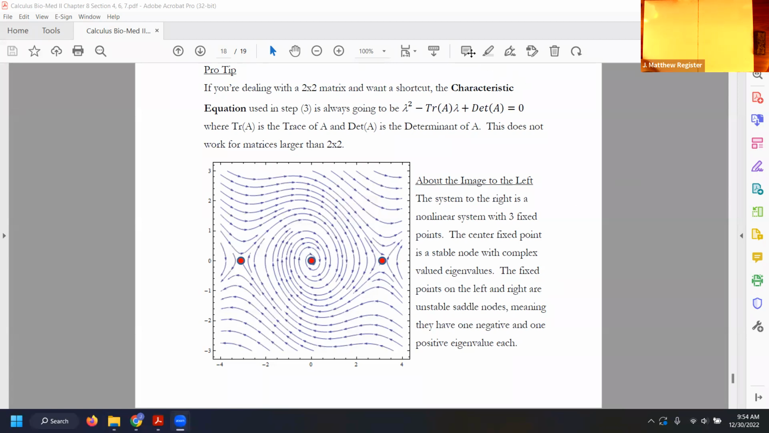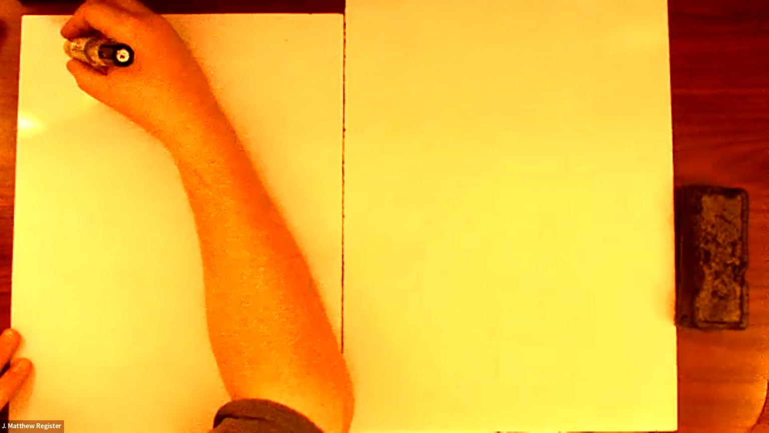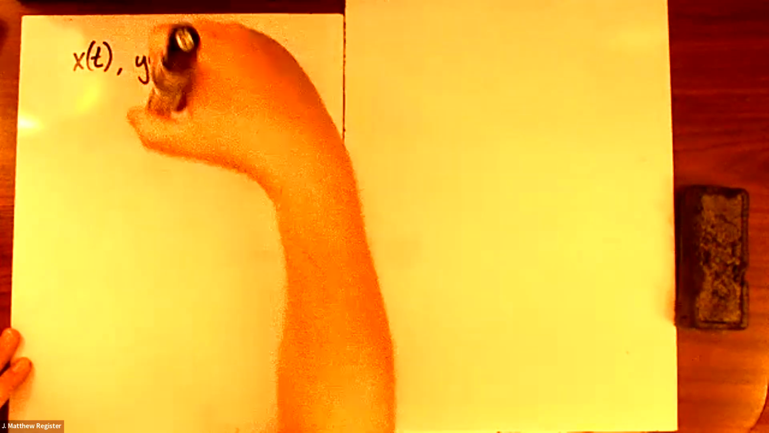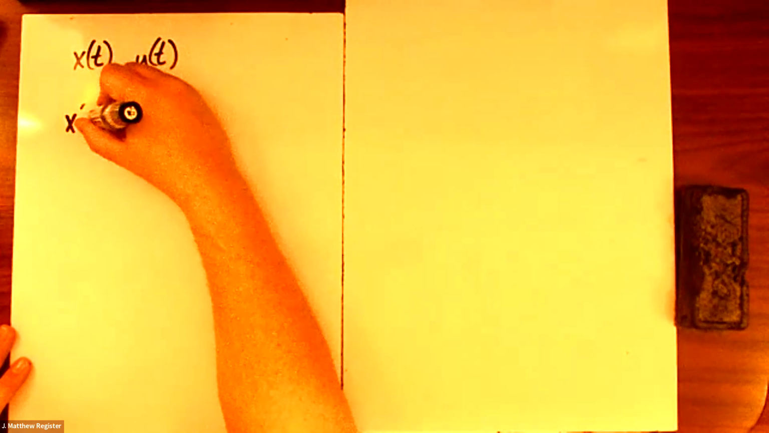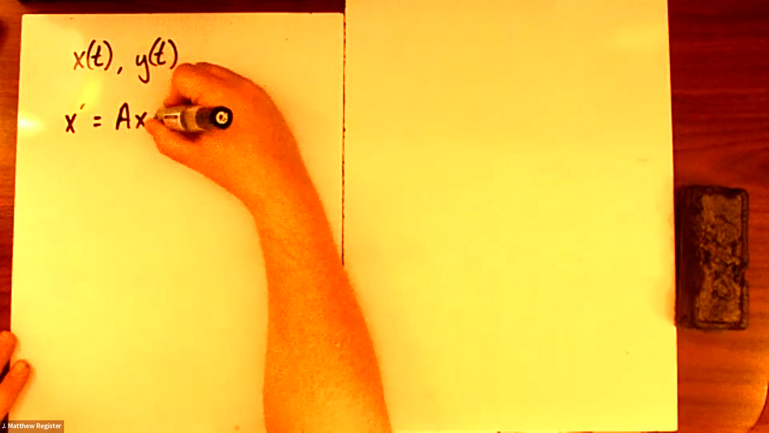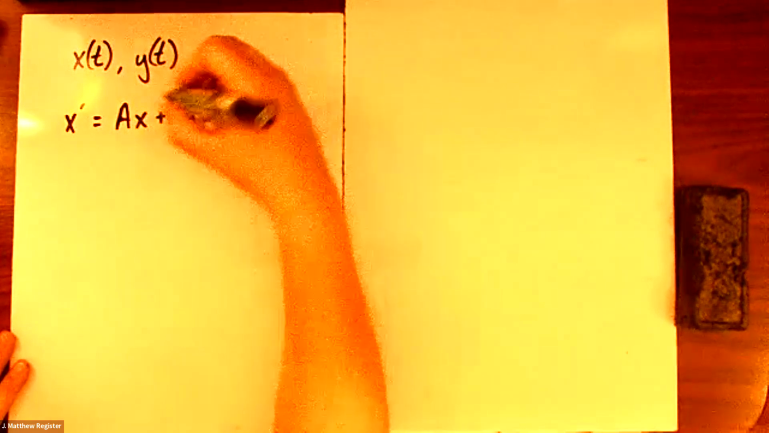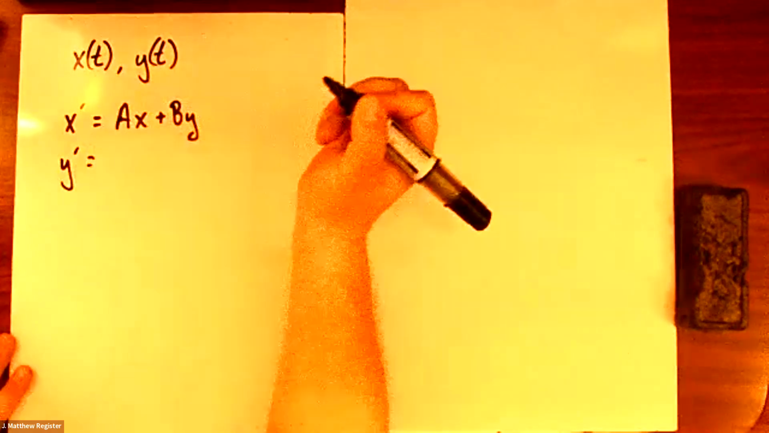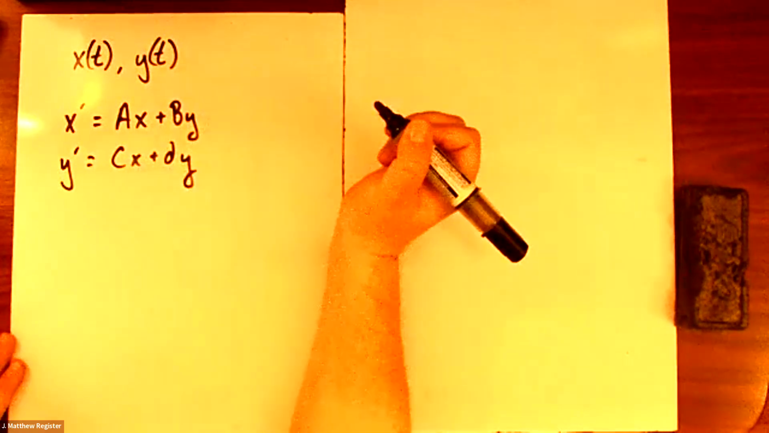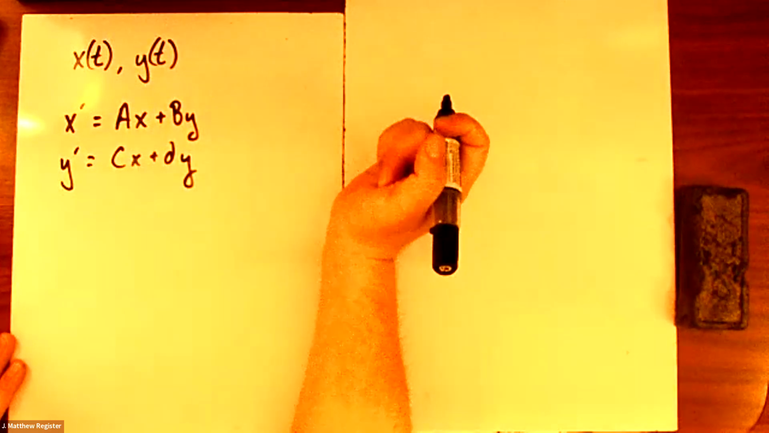What this is really representing, though, is an equation like this. And so let's say that we have two variables, x and y. So x of t and y of t. Well, if we were to do x prime of t, and we knew that x prime was equal to some combination of x and y, so ax plus by, and y prime is equal to cx plus dy, we can write this in matrix notation.